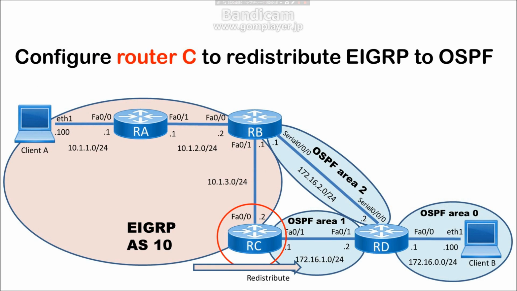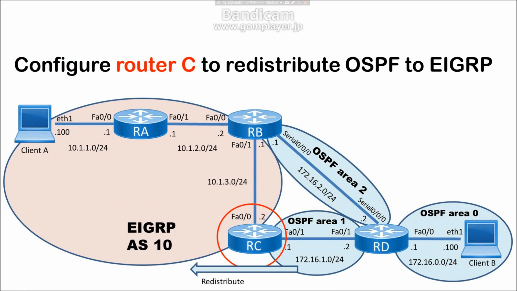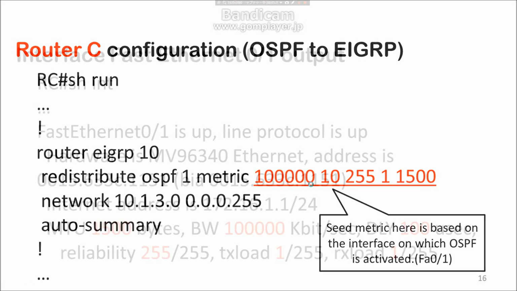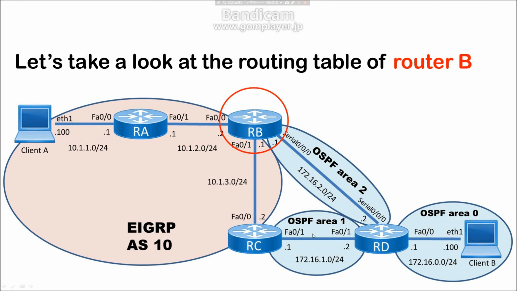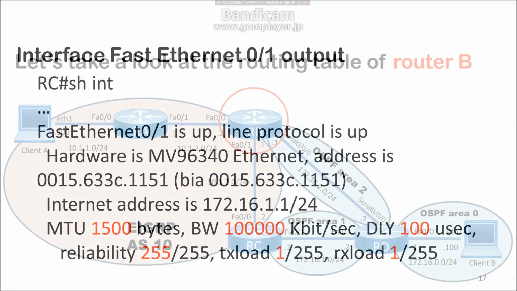Here's the next thing. Next we want to configure router C to redistribute EIGRP into OSPF. Here's what we have to configure. Same as router B, we add redistribute EIGRP 10, specify the metric type and subnets, and do the other way around. And same here, don't forget to specify the seed metric. Here's the output of FastEthernet 0/1, which is this. So here we can see all the parameters needed for us to configure the seed metric.